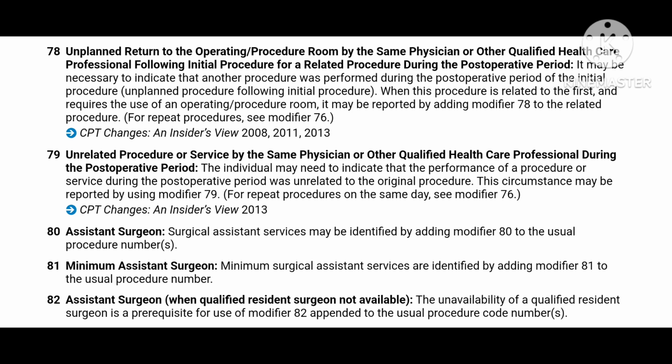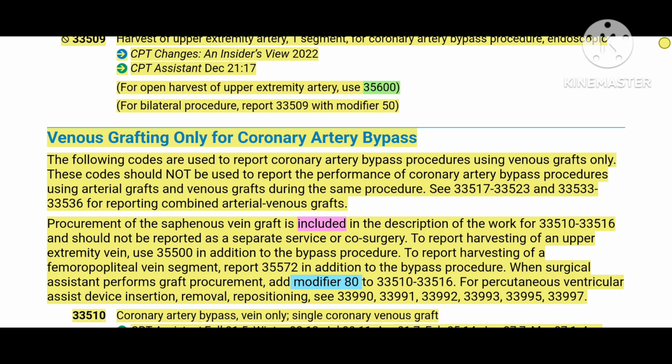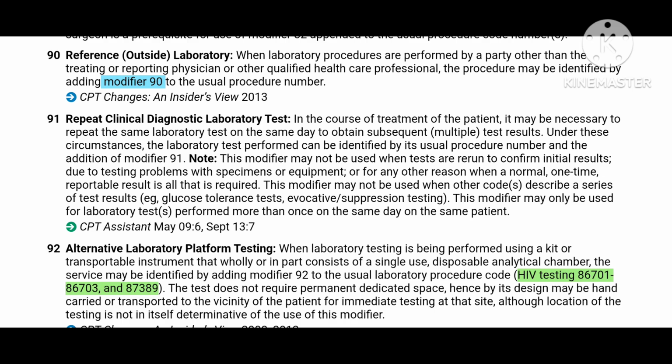Next is modifier 80. That is for assistant surgeon. Whenever a procedure is done by an assistant surgeon, you can use modifier 80. Near this you can write the example: coronary artery bypass grafting procedure with cardiovascular system. We see this modifier 80. CABG procedure. CABG, coronary artery bypass grafting procedure. With this we use this modifier 80 for assistant surgeon. We don't use this 81 and 82. So we can skip that.